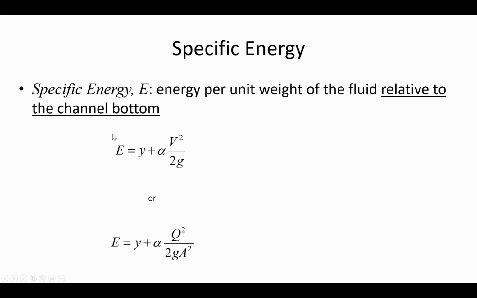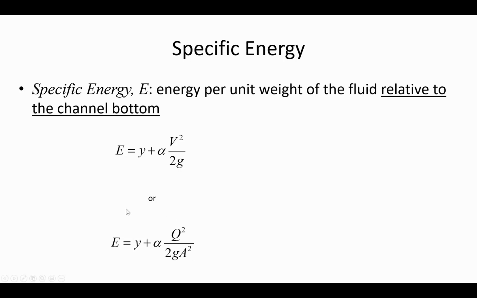And so E, the specific energy, is the depth, and the depth of the flow represents the potential energy that's there, plus the velocity head. The velocity head can be added to the depth because the velocity head has units of length. Think about when we have meters per second and square it and divide that by g, which is meters per second squared. That leaves us with meters. And so the energy itself is going to have units of length as well.